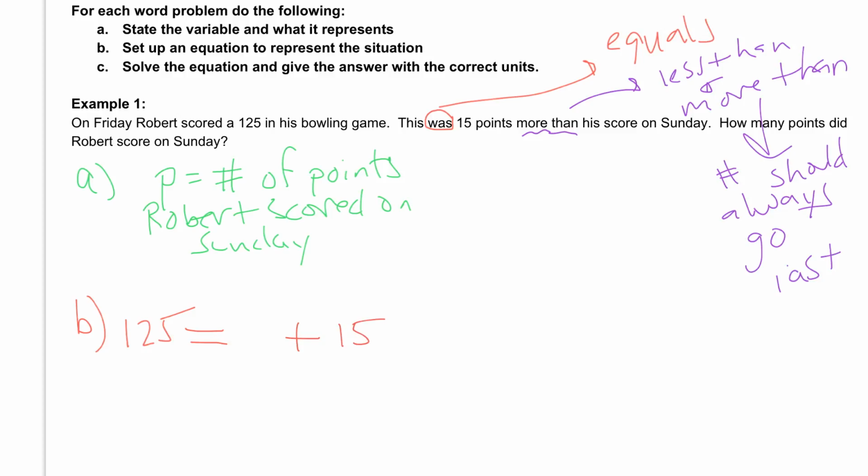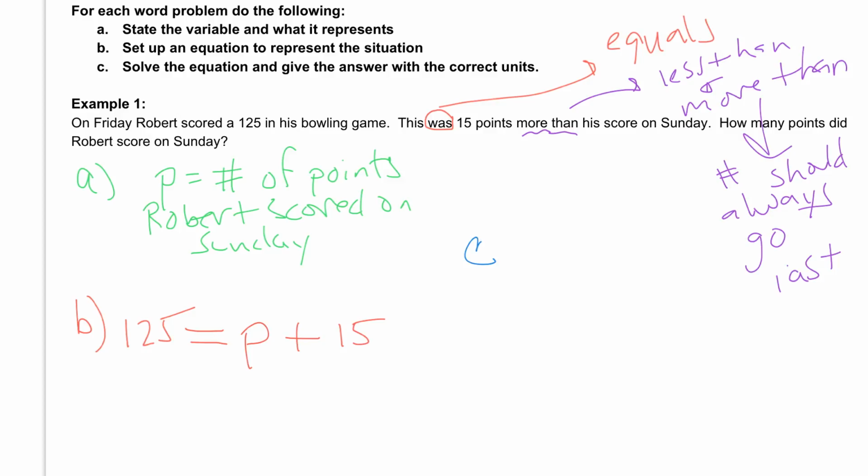So what I basically have to do is I have to figure out what's here. So whatever's after the more than is going to come before. So 15 points more than his score on Sunday. Well, his score on Sunday is what we're looking to find. That was our variable that we picked out right here. So the score on Sunday, that goes over here, that's P. So we have 125 is equal to P plus 15.